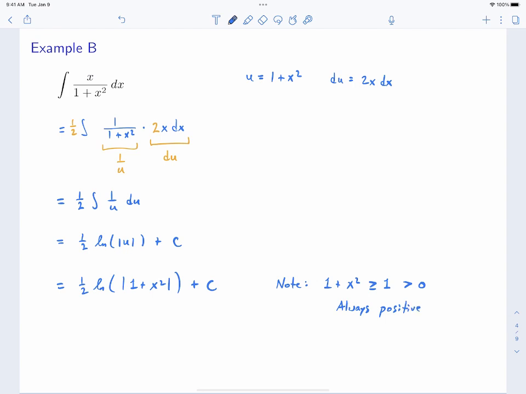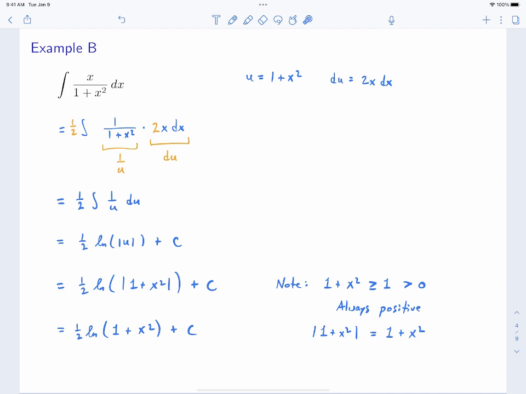So what does that mean? That means that the absolute value of 1 plus x squared is the same thing as 1 plus x squared. So in other words, in this antiderivative here, we don't actually need the absolute value signs. So this is going to be equal to 1/2 ln of 1 plus x squared plus c. Now, it's not wrong if you include the absolute value signs, we just don't need them.